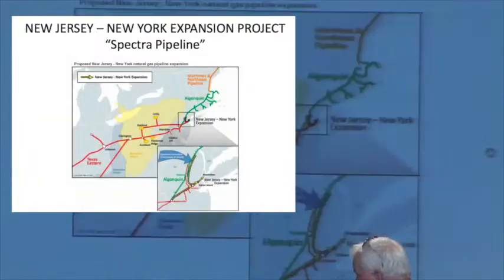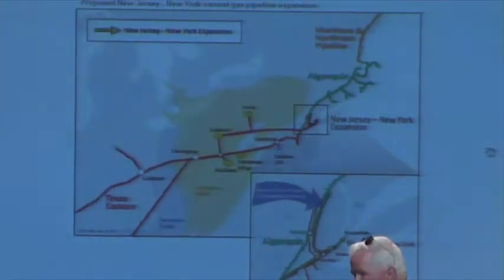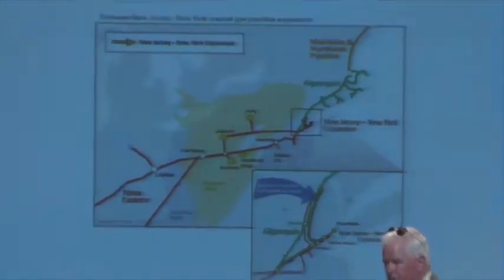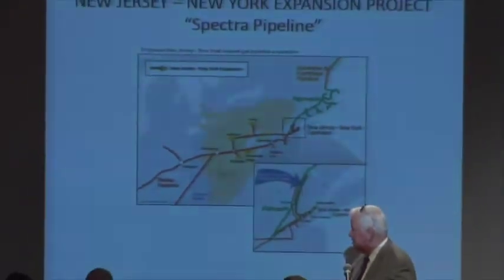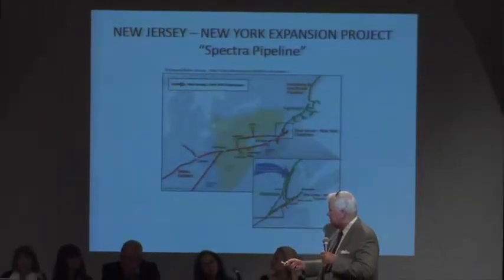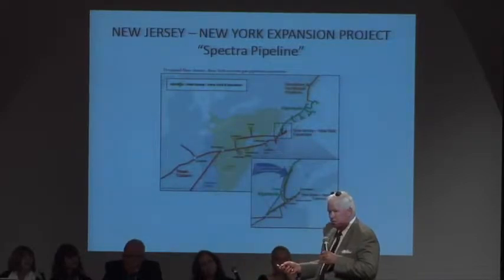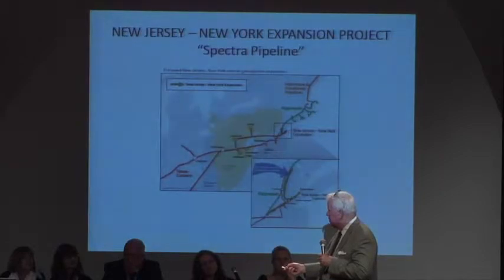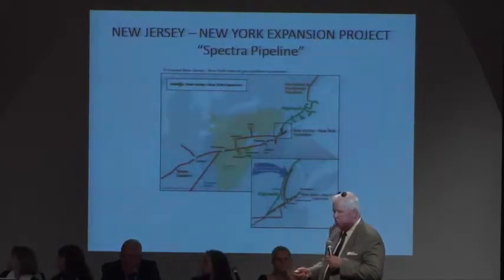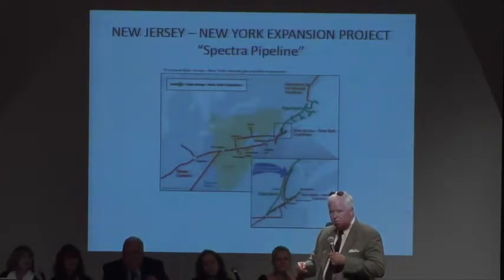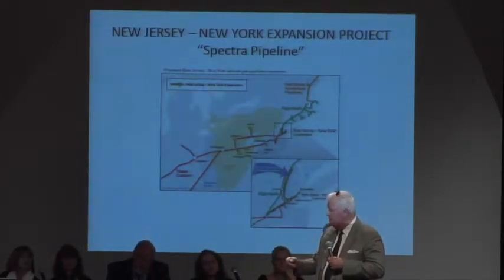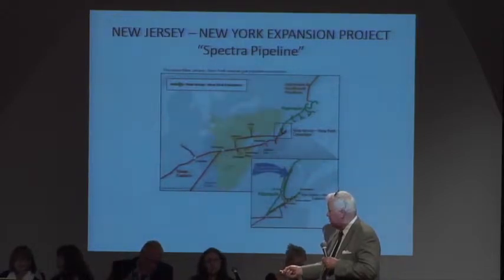Next slide. Now, the Spectra pipeline that many of you have heard about and paid attention to, part of the Spectra pipeline is to bring Marcellus gas to New York City. And the interesting way that that's going to happen is in this little area here, part of the project, the part we hear so much about, is the 21-mile line from Linden, New Jersey into Manhattan. This is a very important part of the whole project. This is the Algonquin pipeline, this green pipeline.